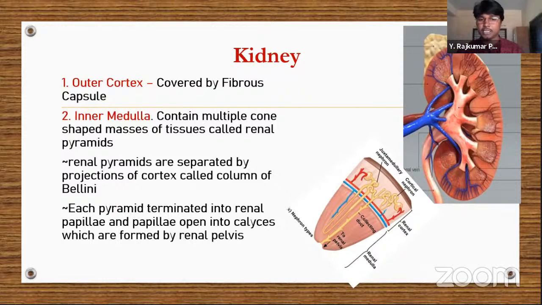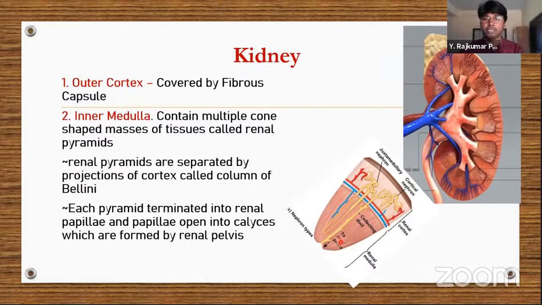Let's learn further. Each pyramid terminates into a renal papilla, and the papillae open into calyces, which are formed by the renal pelvis. So here in the structure, you can find the renal papillae. Okay, dear students, this is the ultrastructure of the kidney.